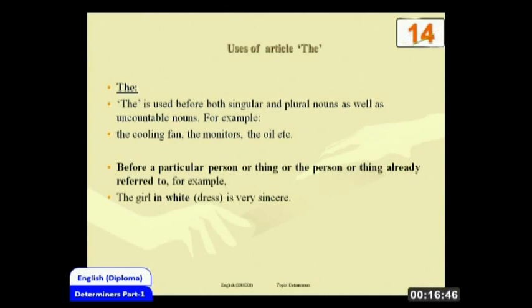See the example. The girl in white is very sincere. Somebody may ask me which girl you are talking about. So I specify. I make the girl particular. The girl in white. The description of the girl comes after the noun. So I am making it very particular, very specific. So many girls, for example, are standing under the tree. But there is only one girl who is dressed in white. So I can point out that particular girl. The girl in white is very sincere.